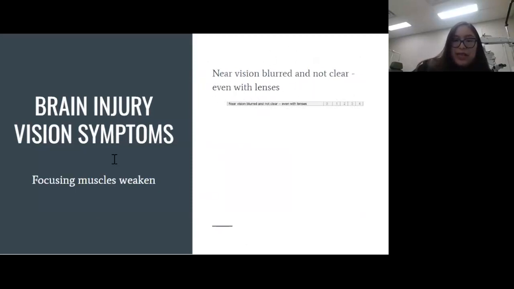through the checklist. So the first one that we're going to look at is near vision being blurred and not clear, even when you have lenses on. So this is a very common symptom after a brain injury, and it may be that the focusing muscles in your eyes have weakened. And that can be because of a number of things. You could have your glasses already made, perfectly made, and you could still have imperfect vision. And that may be because your tolerance is lower than what it was before. You may not have the capability, even though you never needed glasses before. It may seem that you suddenly need glasses now because all of a sudden what you could handle before isn't as clear anymore.